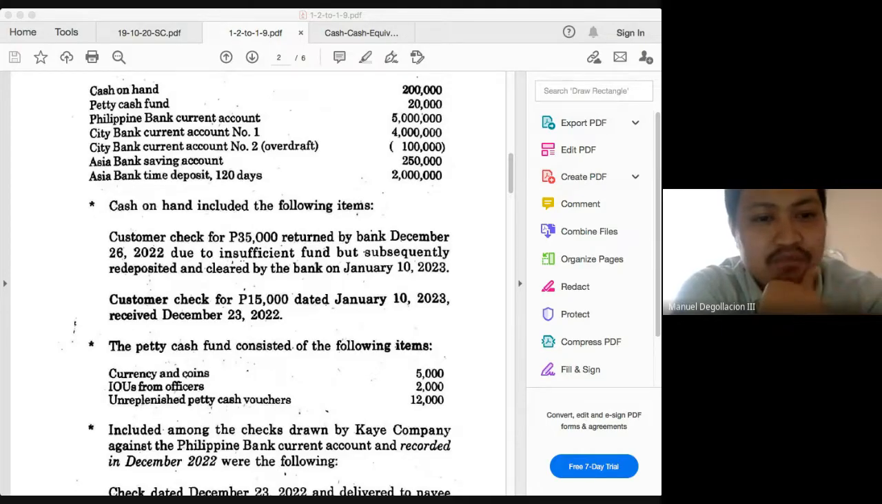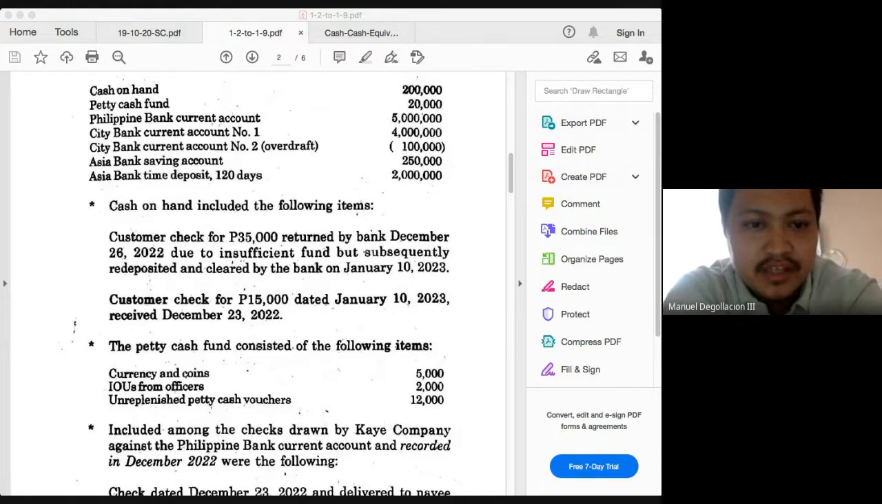But here, why do we have to deduct the 35,000? Because it only cleared the following year. Okay, be careful of the cutoff. If it was an NSF check before and later on redeposited and ultimately cleared with the bank within the same year, then no more adjustment needed. It is correctly included in our cash balance.